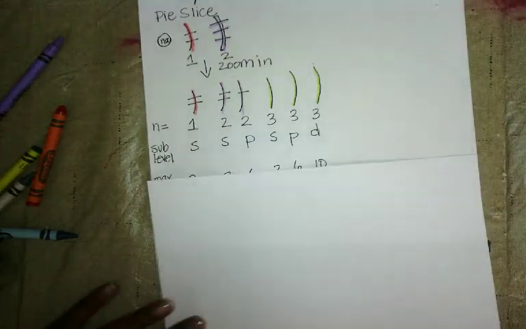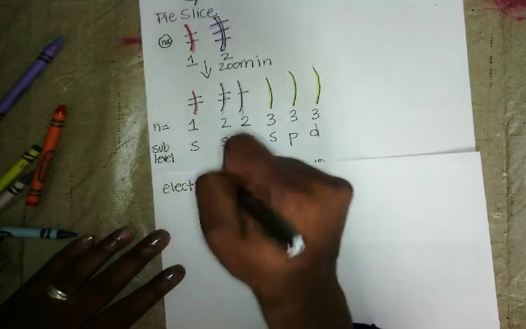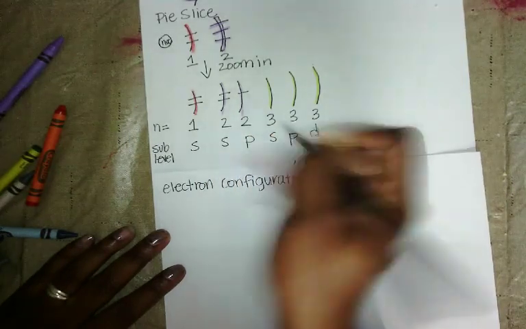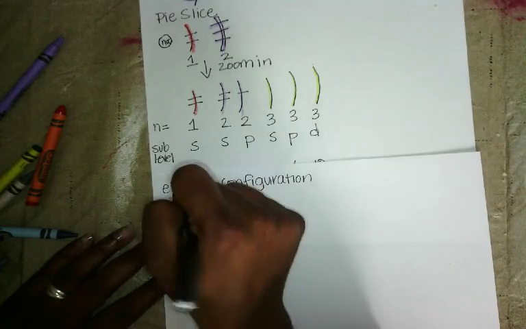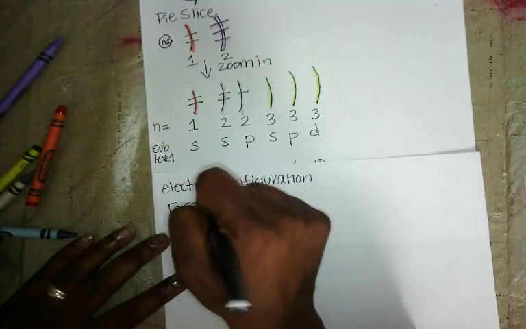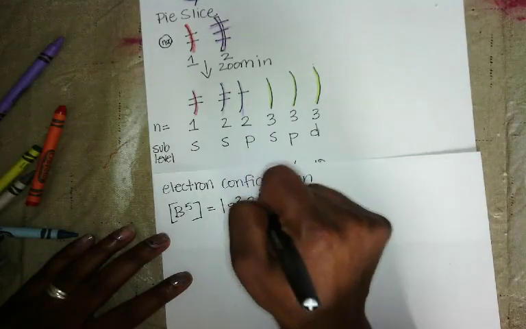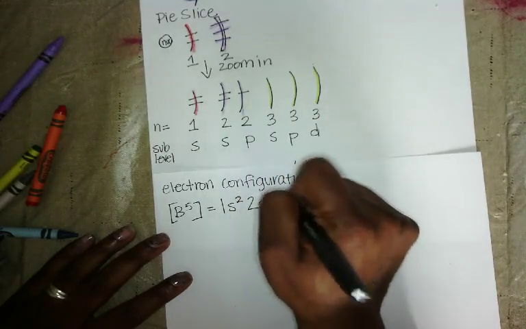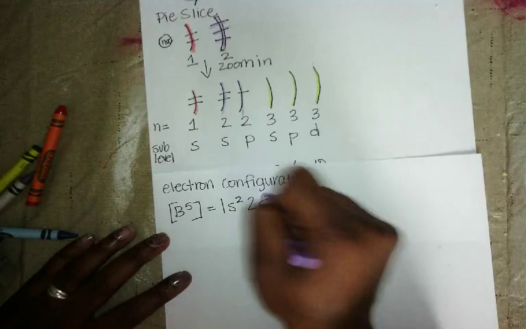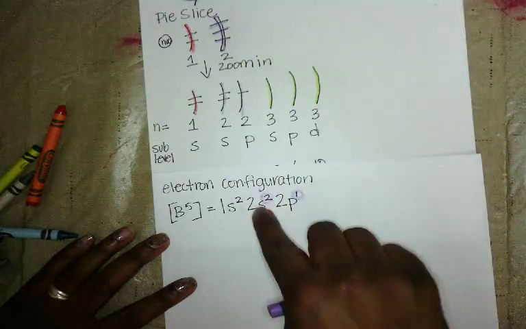And the shorthand that we write, we would call it an electron configuration. So the electron configuration for boron looks like this. The symbol with the number of electrons inside brackets is equal to 1s2, 2s2, 2p1. Notice that this number that looks like the exponent is the number of electrons on that ring.